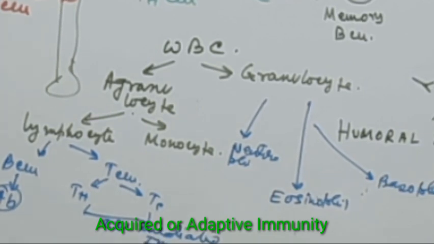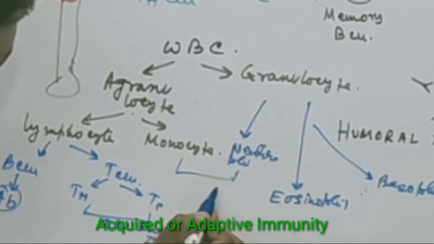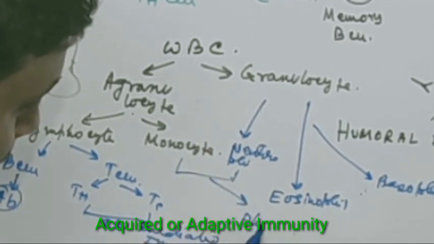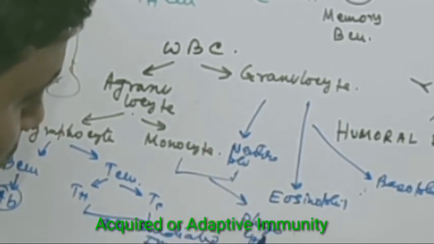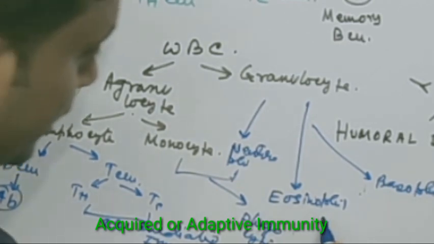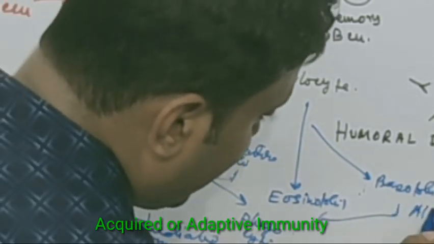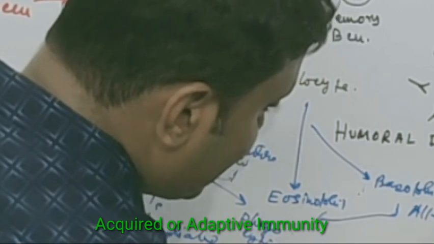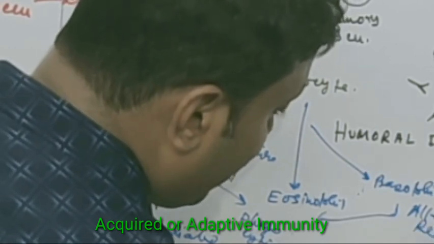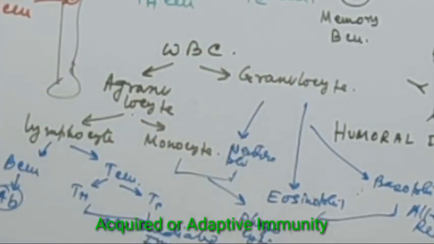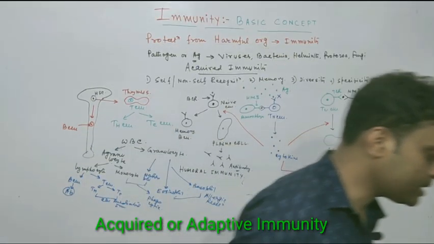Okay, and monocytes and neutrophils mainly act as phagocytic cells, so they help in phagocytosis. And eosinophils and basophils mainly act in allergic reactions, and they produce histamine, which functions in the allergic reaction. So these are the functions of the blood cells.